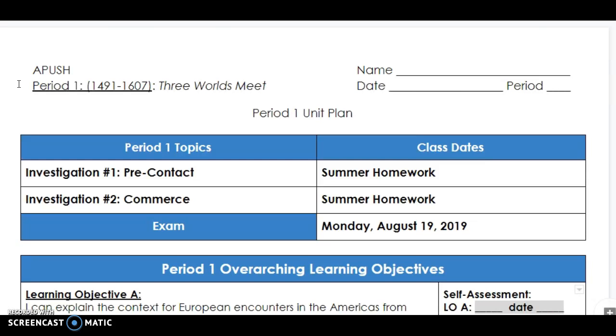So period 1 is from 1491, so pre-Columbus, to 1607, which is the founding of Jamestown. It covers a lot of information in a short amount of class time that we spend on it. We call this unit Three Worlds Meet because while a lot of times we think about Europe and North America coming together, Africa also becomes a part of this, three worlds colliding together.